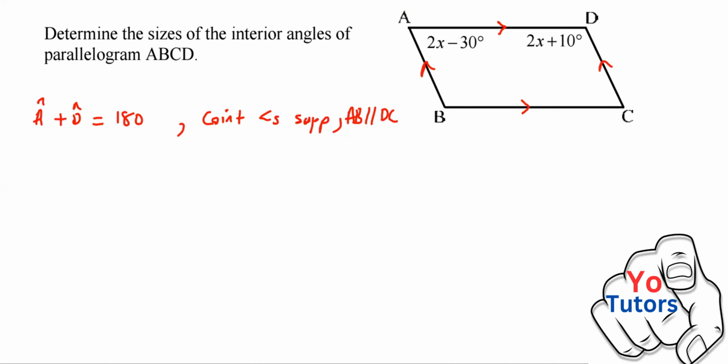This is what you need to understand, guys, that this is how you should write it. You have already given your reason, so you don't need to give a reason to calculate x. Now let's see what we're going to do here: 2x minus 30 plus 2x plus 10 should give us 180.